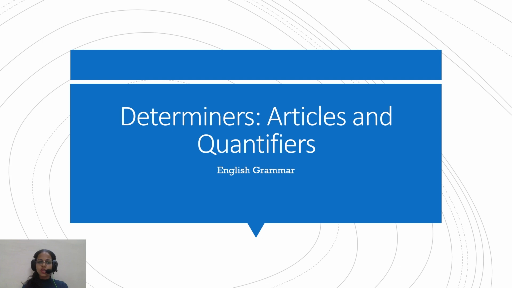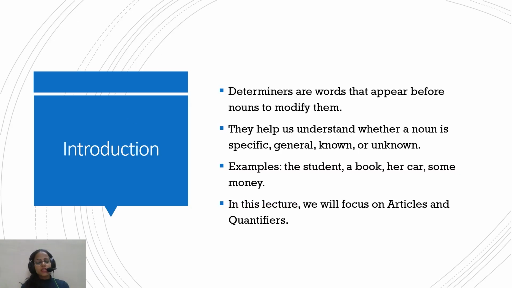And today we are going to start a new topic, that is determiners. In determiners we are going to cover two categories, that is articles and quantifiers. Determiners are the words that appear before nouns to modify them. They help us understand whether a noun is specific, general, known, unknown, countable, uncountable, or what.